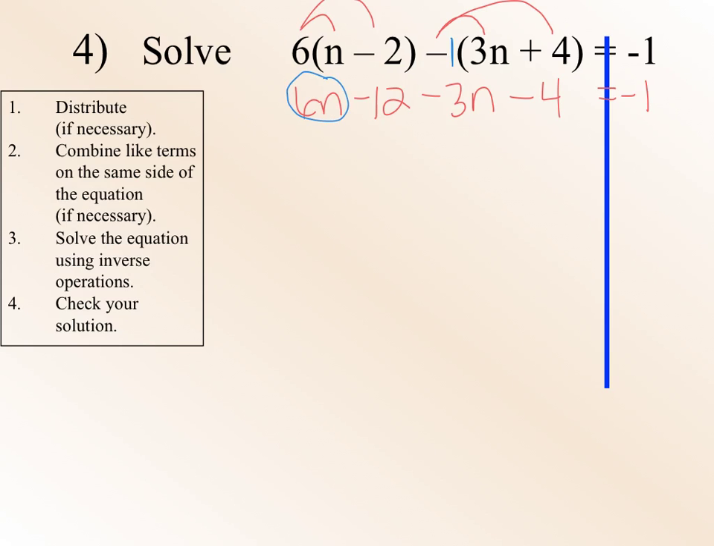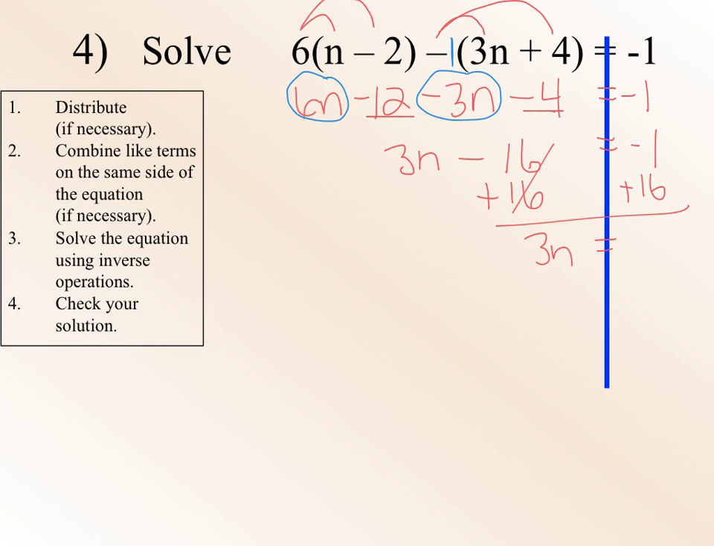Next we've got some like terms, so we've got a 6n minus 3n, which is going to give us 3n, and then we've got negative 12 and negative 4, which is negative 16. So when you combine like terms, it's just like combining integers. You follow your integer rules. And then to solve, we're going to do opposite operations. So we're going to add 16. We'll get 3n equals 15 and divide by 3. And we get n equals 5.